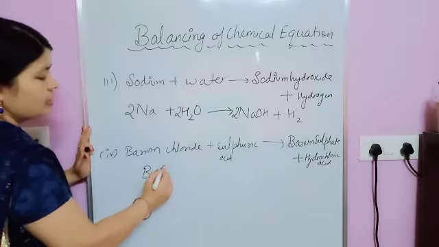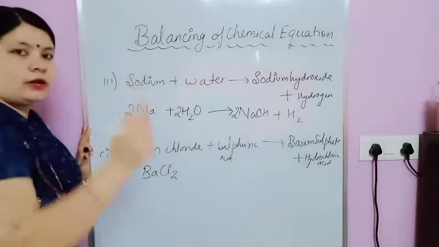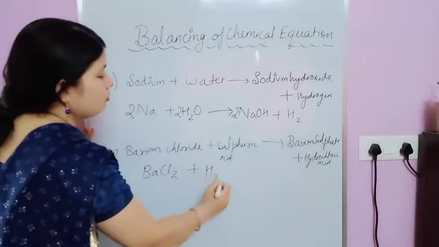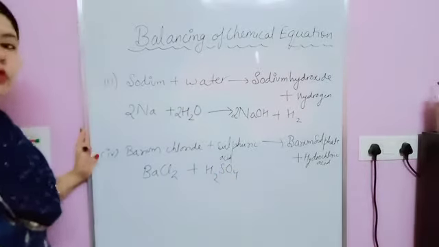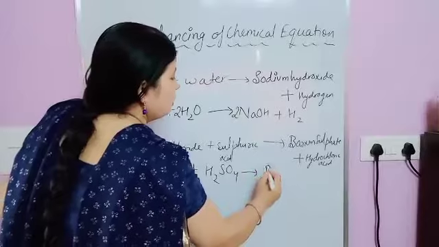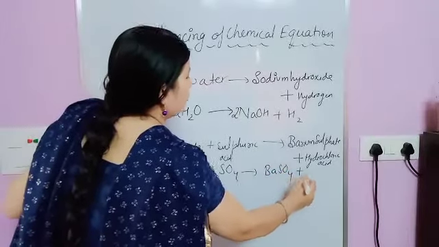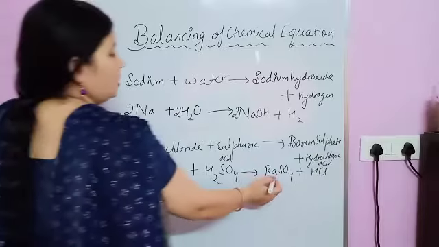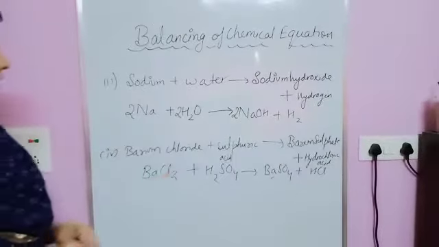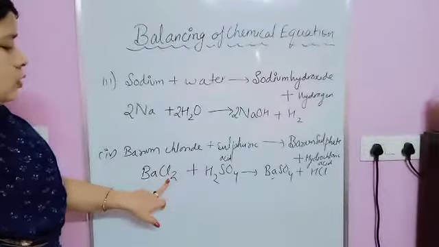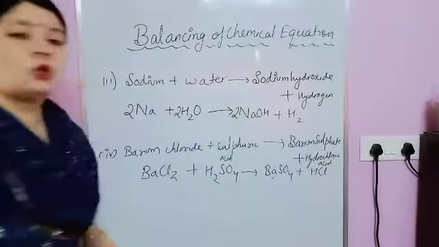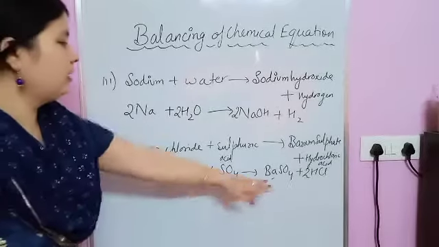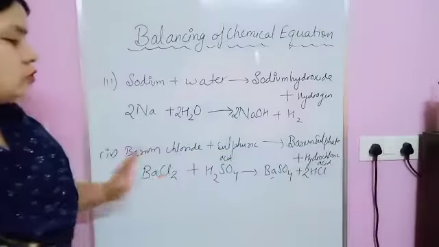Now after that, next one is barium chloride plus sulfuric acid. Barium, BaCl2, chlorine is 1, barium is plus 2. Okay, so BaCl2 plus sulfuric acid, formula you have to learn, that is H2SO4. Okay, then it gives BaSO4 plus HCl. Now check, here barium is 1, here is also 1. After that, chlorine, here chlorine is 2, here chlorine is 1. So you have to multiply this side with 2. Now check again, barium 1, 1, chlorine 2, this side is also 2, balanced.